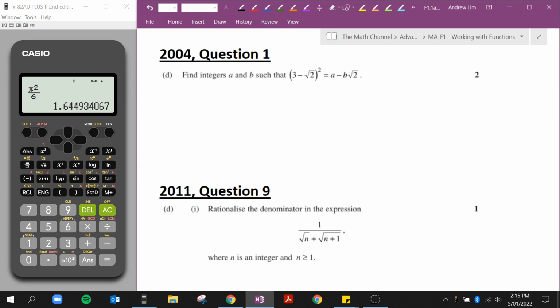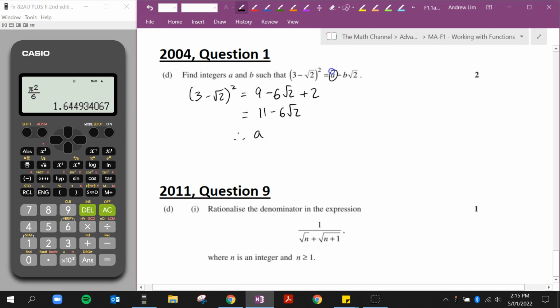Question 1d of the 2004 paper. Find integers a and b such that 3 minus root 2 all squared is equal to a minus b root 2. So this is a perfect square. So when we expand that out, we're going to get 3 squared, which is 9. This times this times this is 3 times 2 is 6. So we get minus 6 lots of root 2. Plus root 2 squared is 2. Simplify that, that's equal to 11 minus 6 root 2.